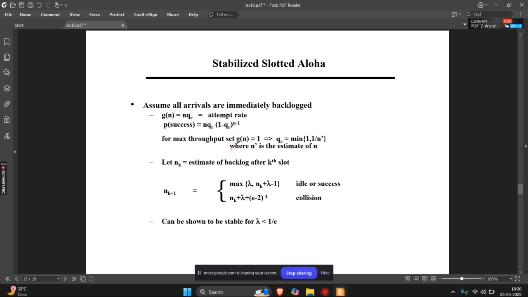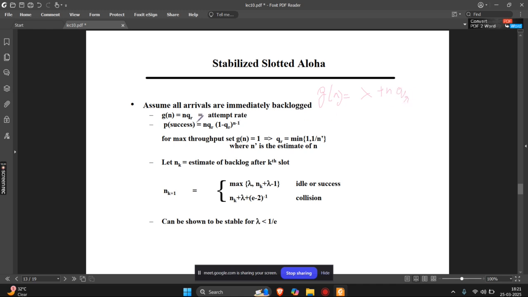So here, if all arrivals are immediately backlogged, here we are assuming that arrivals are not immediately serviced, they are sent to the backlog. So if you arrive, then you at least have to wait for one slot, you cannot be immediately serviced. So now gn has two parts, lambda and nqr.